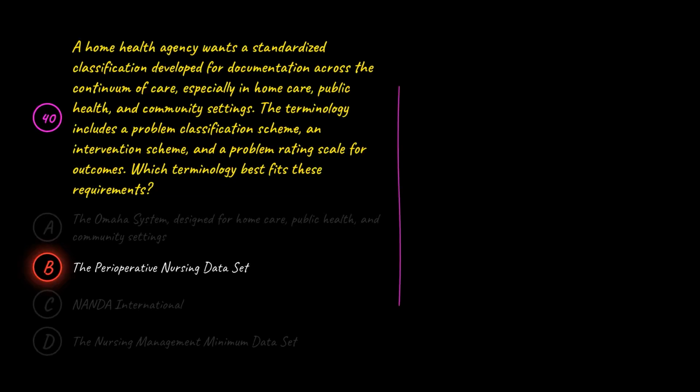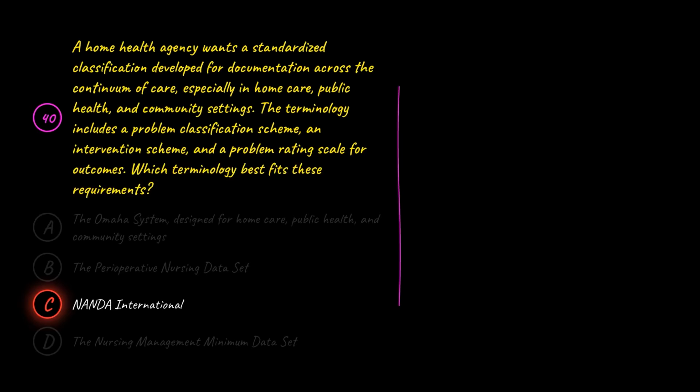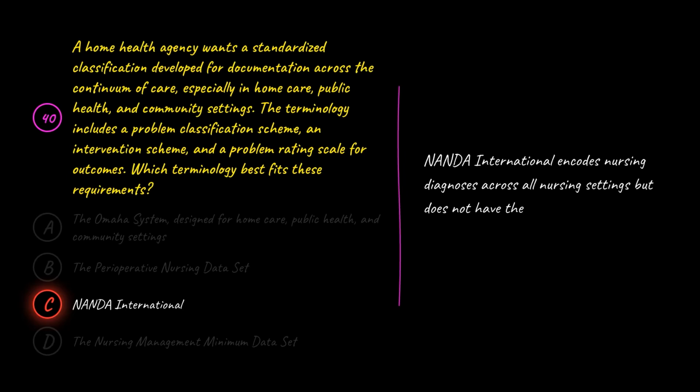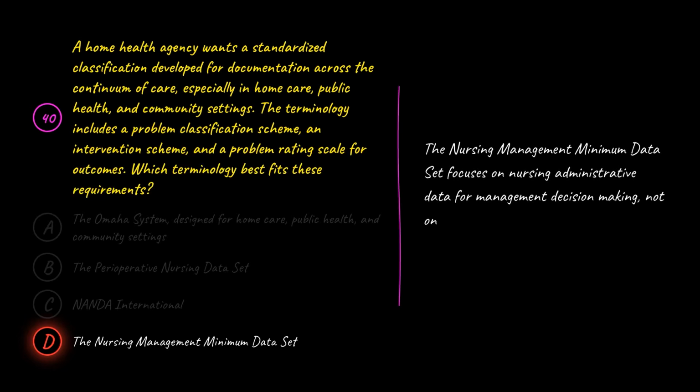B is wrong because the perioperative nursing data set is designed specifically for perioperative care, not for home or community settings. C is wrong because NANDA International encodes nursing diagnoses across all nursing settings, but does not have the 3 scheme structure or community focus the question describes. D is wrong because the nursing management minimum data set focuses on nursing administrative data for management decision making, not on direct care documentation in community settings.